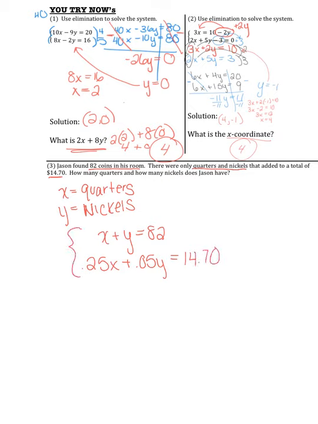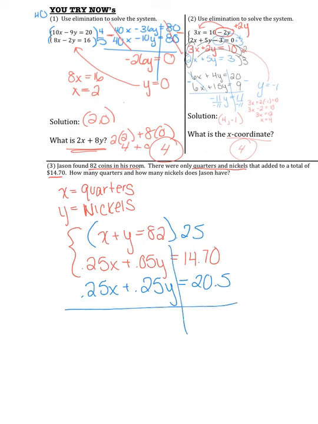Now I'm going to manipulate the top equation. Let's just go ahead and multiply it by 0.25. Everything gets multiplied by that. So I get 0.25x and 0.25y. Now let's see, what's 82 times 0.25 gives me 20.5. So now I'm working with these two equations.